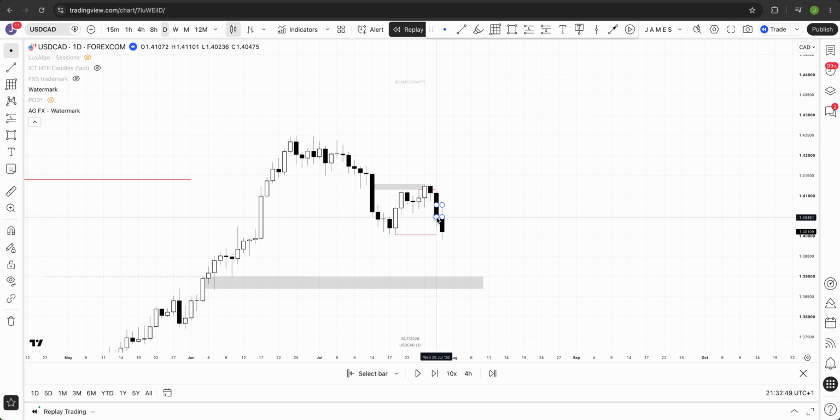So we've got a clear bias going into Wednesday and Thursday. What can we then expect to happen next? Well, if you look at price, what do we have?